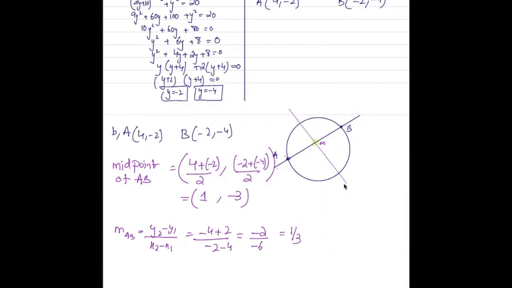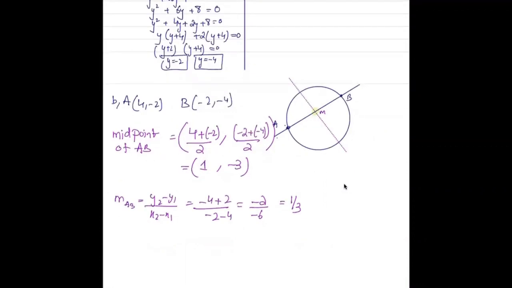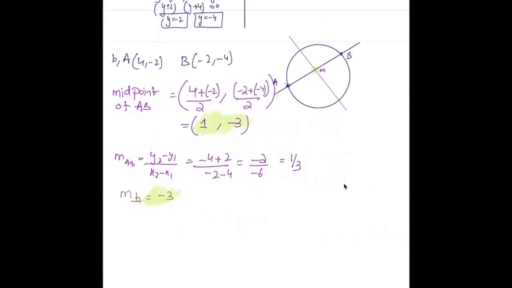Now, can you tell me what is going to be the gradient of the perpendicular line? It will be -3. The gradient of the perpendicular line is going to be -3. Good. Now, using the midpoint and the gradient of the perpendicular line, I am going to find the equation of the perpendicular bisector. y minus y1 equals m times (x minus x1). Very good.